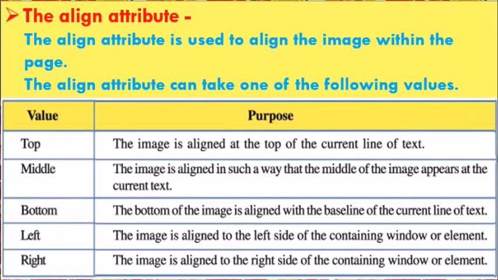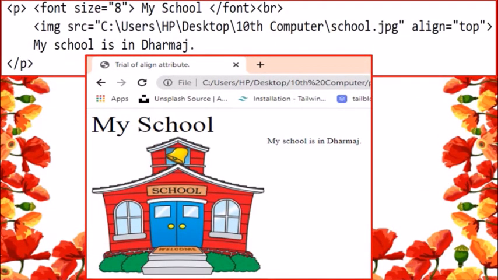The fourth attribute of the image tag is the align attribute. The align attribute is used to align the image within the page. The align attribute can take one of the following values: top, middle, bottom, left, right. This HTML code shows what happens when the value of the align attribute is top. In the browser window, the image is aligned at the top of the current line of text.